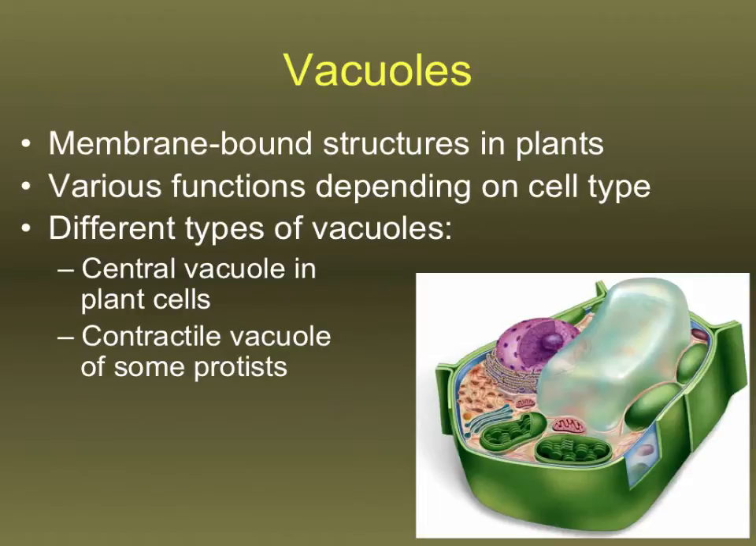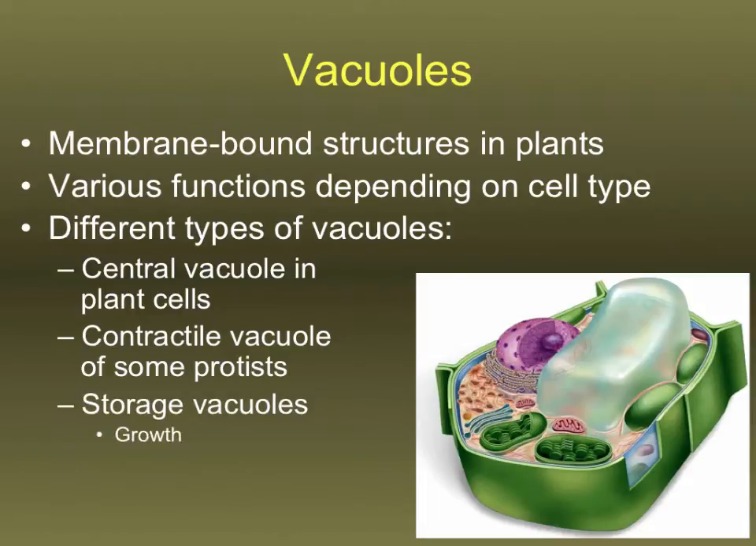Protists sometimes will use vacuoles for movement. So what they'll do is they'll actually take their vacuole, fill it up with water, and then push that water out really, really hard, and that will cause the cell to move forward through its environment. So that's called a contractile vacuole that you find in some of the protists.